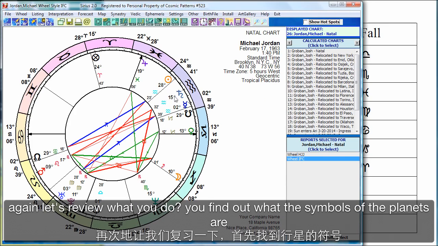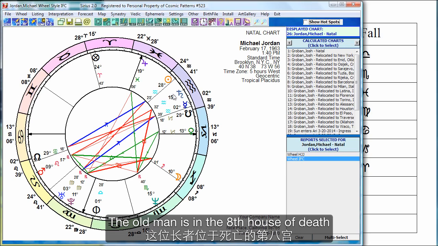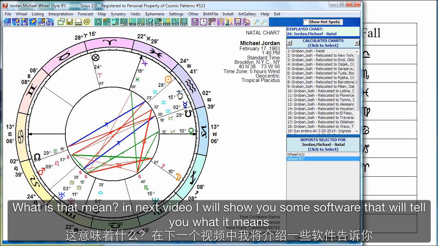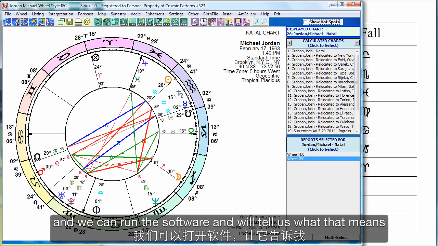What do you do? You find out what the symbols of the planets are. That's the symbol for Saturn. You find out what Saturn is. It's the old man. The old man is in the 8th house of death. He's in the organizational group collective sign of Aquarius. What does that mean? In the next video, I'll show you some software that will tell you what it means. Does Saturn make any aspects? Well, it's making a strong square to Neptune. And we can run the software and it will tell us what that means.